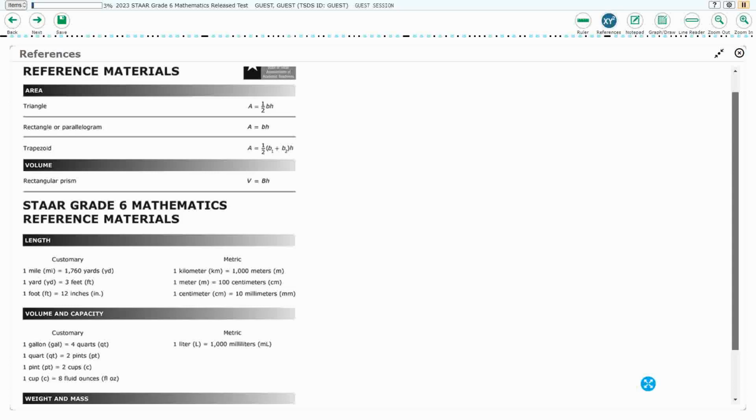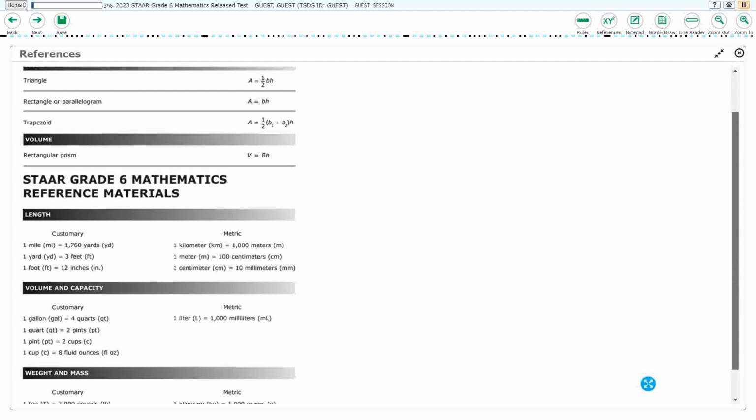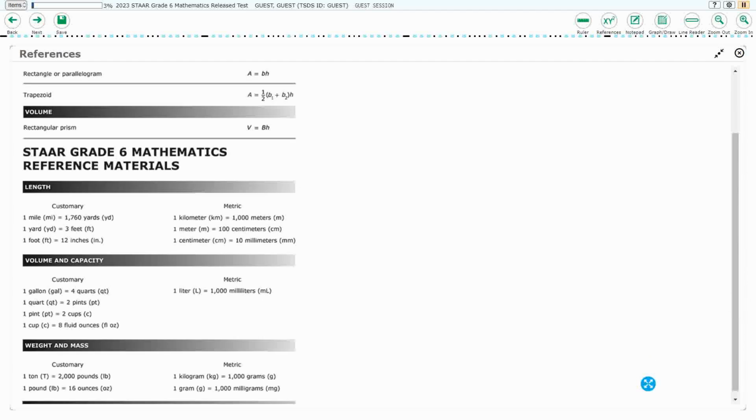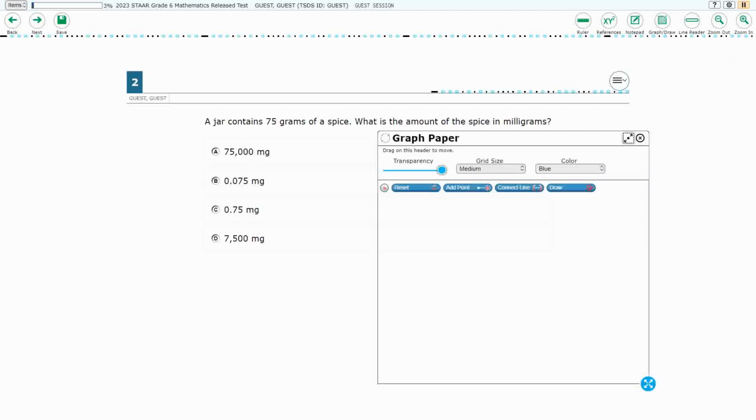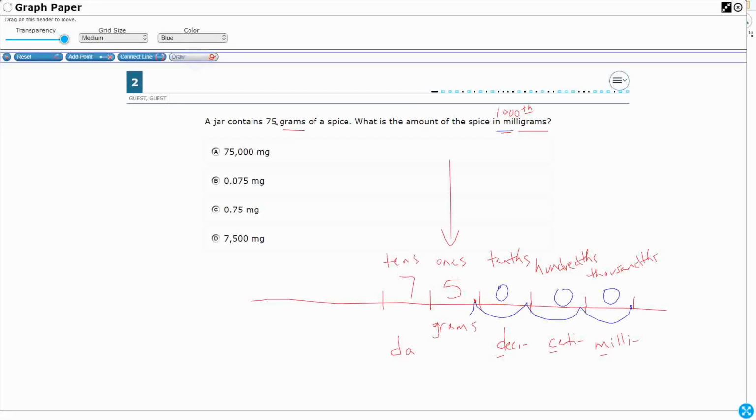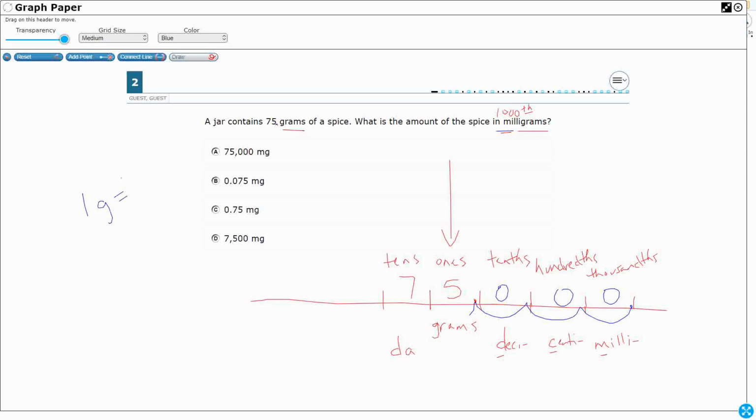Now, another way to do this would be that we actually do have this conversion in our reference materials. Let's see, weight and mass. There we go. Right down there at the very bottom, we get 1 gram equals 1,000 milligrams. So I've got 1 g equals 1,000 mg. So if I've got 75 g, then I'm just going to multiply that by 75. And then you're going to get your 75,000 milligrams.